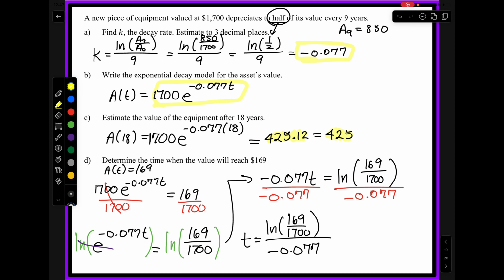So look, this number comes from this value in the equation. This number comes from the initial amount, and this comes again from the k. So it's the same format as before. So let's just plug it into decimals and see what we get.